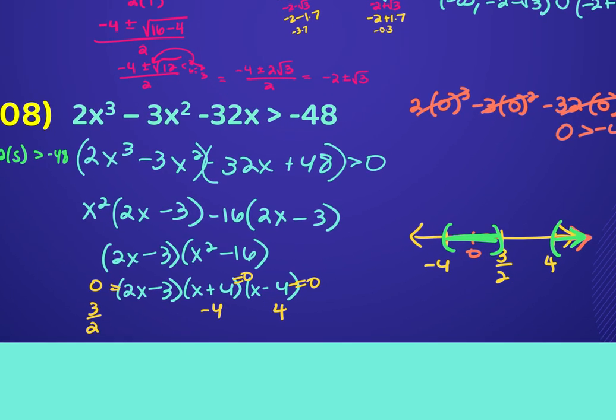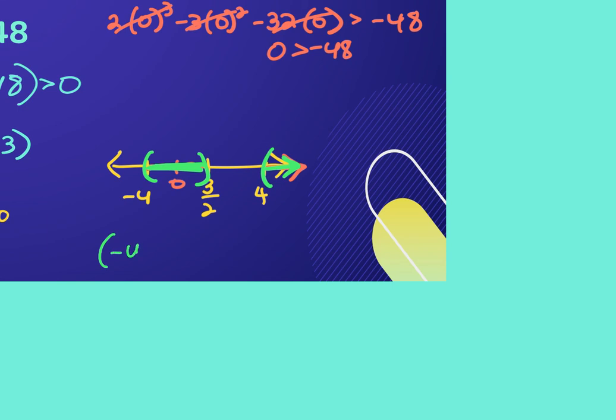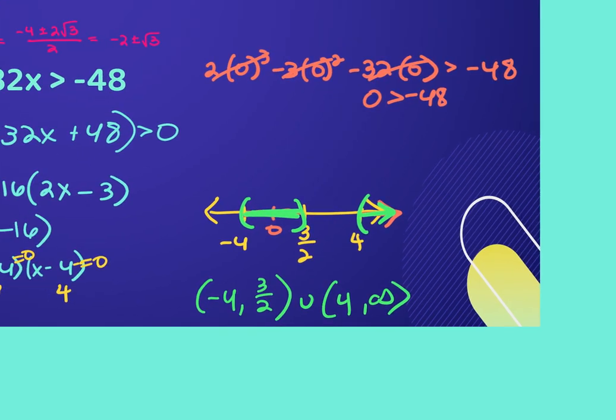Something like that. All right, so this interval notation is weird because it's got 2 parts to it. It's got the -4 to 3/2, and then how do we separate out two interval notations? The union, and it's 4 to positive infinity. So you'd need both.